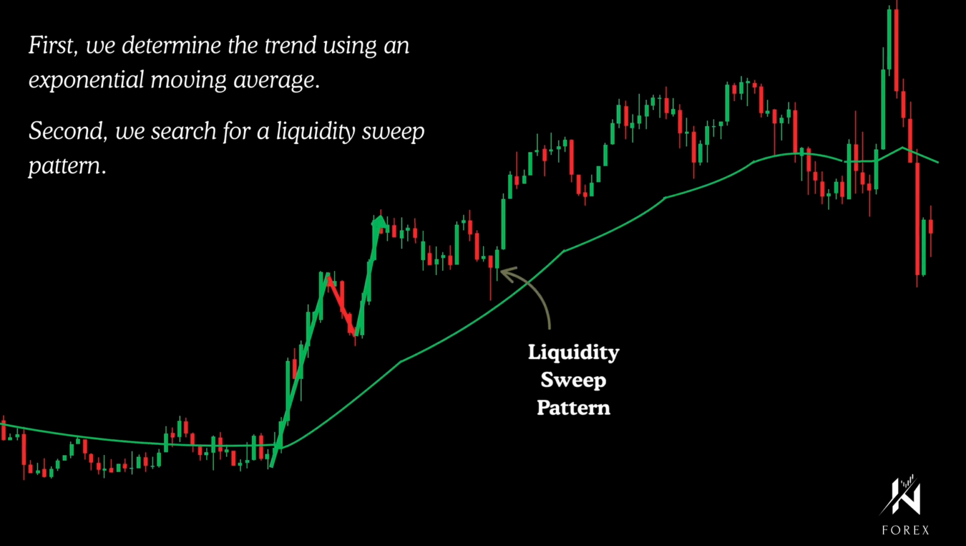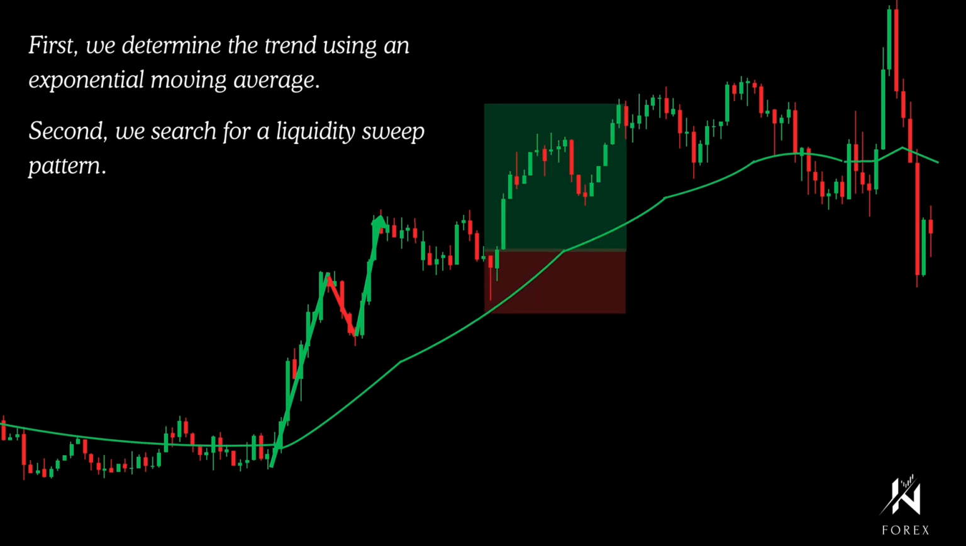You can enter right after this candle or wait for a confirmation candle closing above the prior candle. Our stop loss will be placed just below the long wick candle, and our target is the next structural level. You may also consider moving your trade to break even by closing half of your position once the price hits a 1 to 2 risk to reward target.